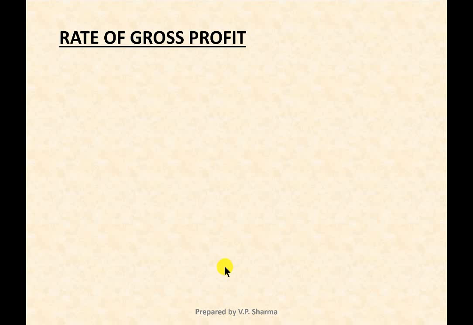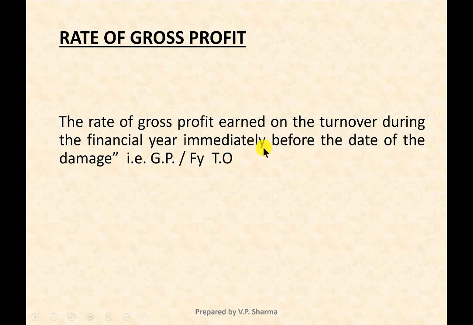Now, rate of gross profit. Rate of gross profit earned on the turnover during the financial year immediately before the date of loss. That means this is simple: gross profit divided by financial year turnover. This gives you the rate of gross profit. Say for example, in a financial year turnover of 100 crores, if the risk generates 20 crores gross profit, that means the rate of gross profit is 20%.